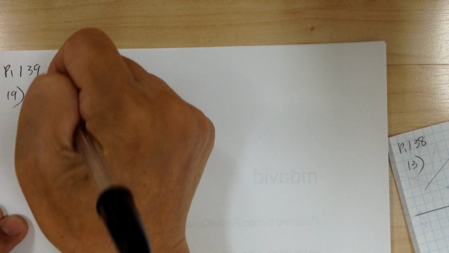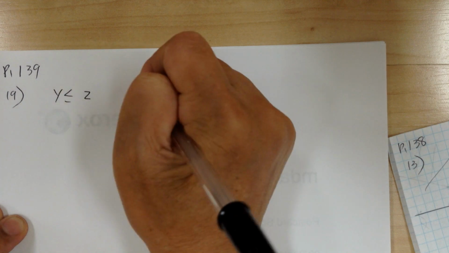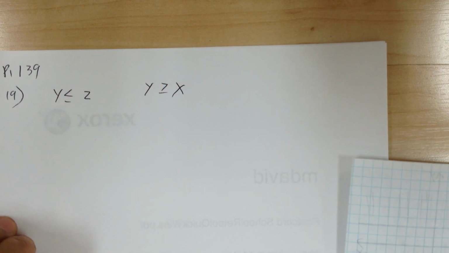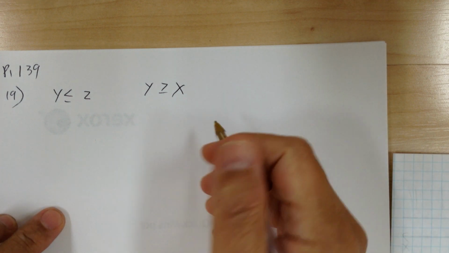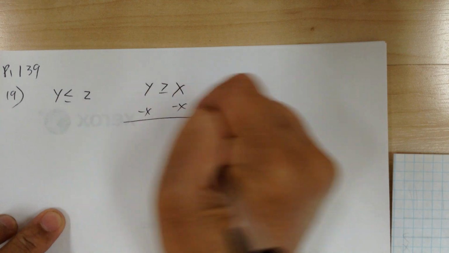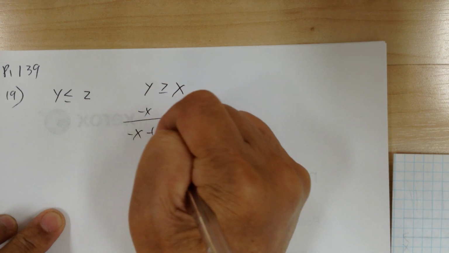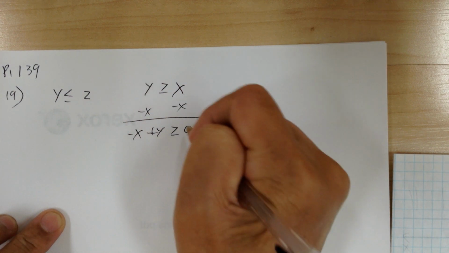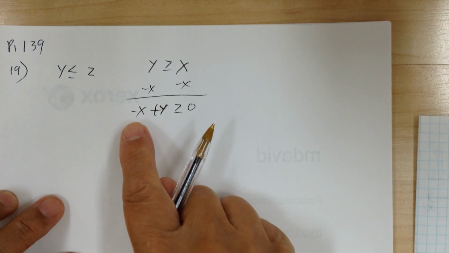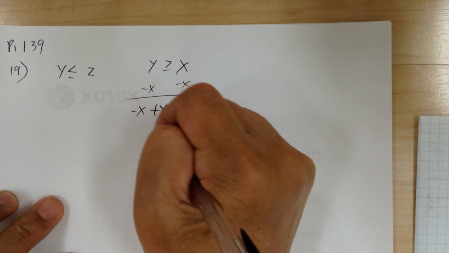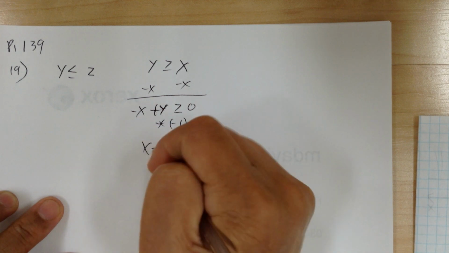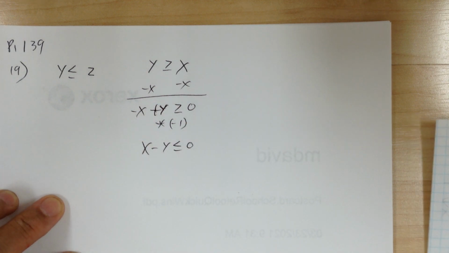Okay, number 19, you have y is less than or equal to 2, and y is greater than or equal to x. So for this one, again, I'm going to move this over. So I got negative x plus y is greater than or equal to 0. And I don't like the negative in front, so I'm going to multiply by negative 1. So I get x minus y is less than or equal to 0. So you can put it in standard form.